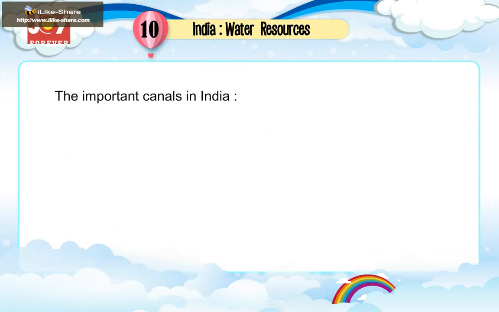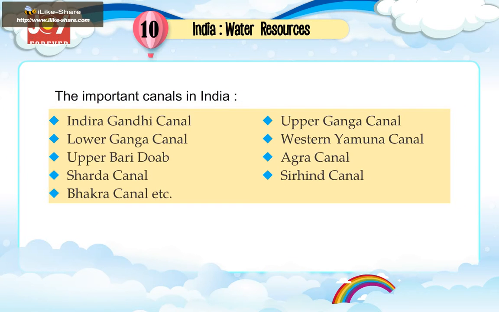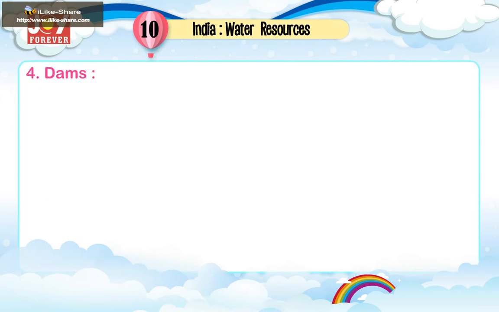The important canals in India: Indira Gandhi Canal, Lower Ganga Canal, Upper Bari Doab, Sharda Canal, Bhakra Canal, Upper Ganga Canal, Western Yamuna Canal, Agra Canal, Sirhind Canal, etc.